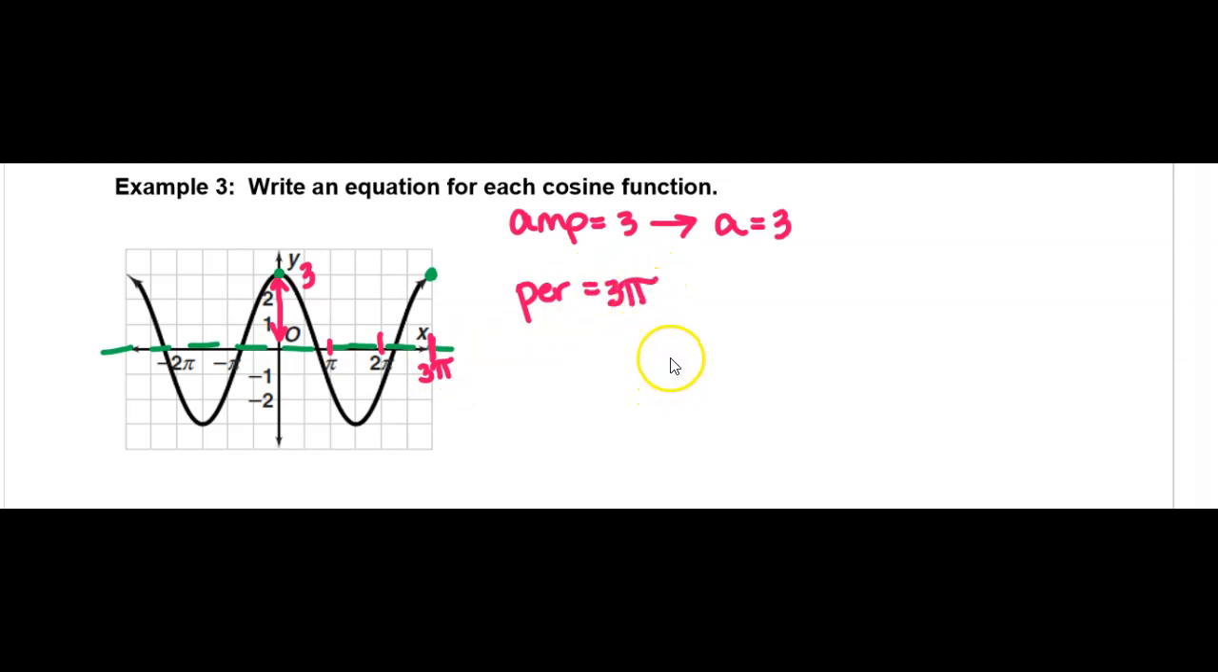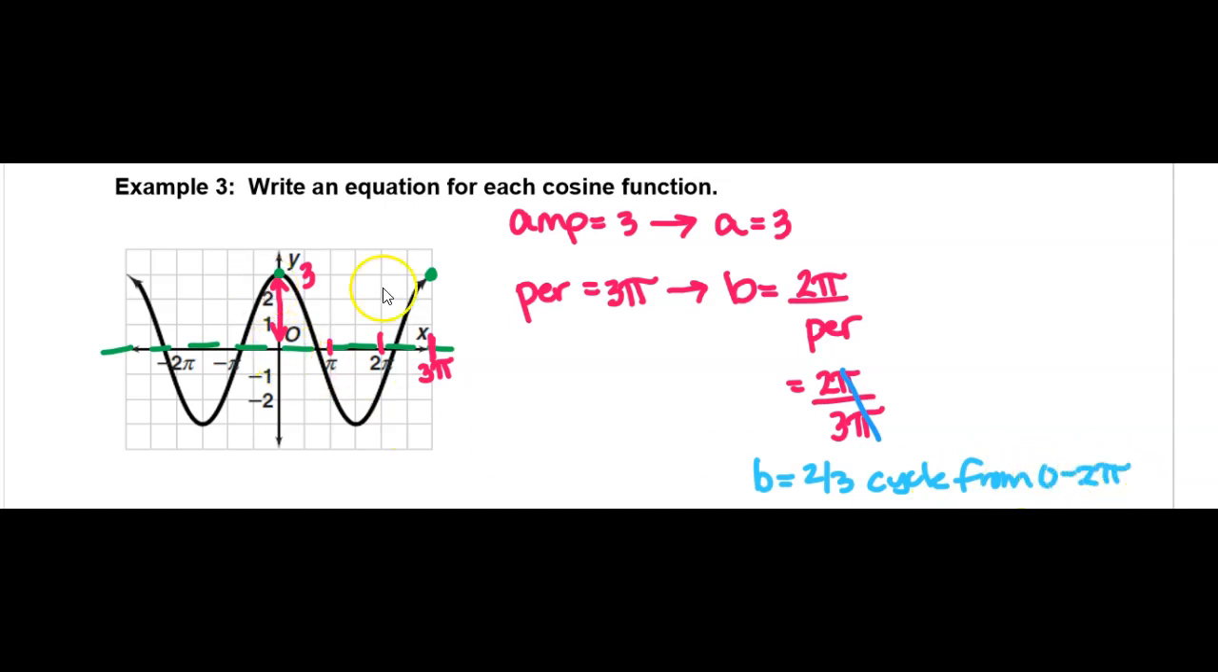If we want to get B, if you remember from the beginning of the notes, we said that B is equal to 2 pi divided by the period, just like the period is 2 pi divided by B. So in this case, B is going to be equal to 2 pi divided by our period, which is 3 pi. So our pi's are going to cancel out. So B is equal to 2/3. We are going to get 2/3 of a cycle from 0 to 2 pi.